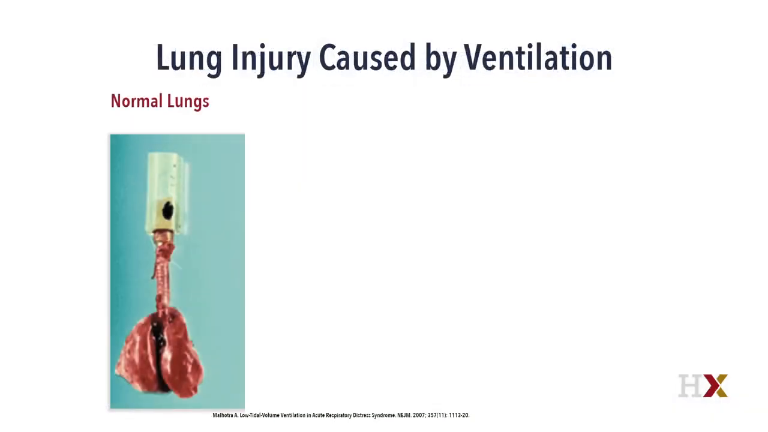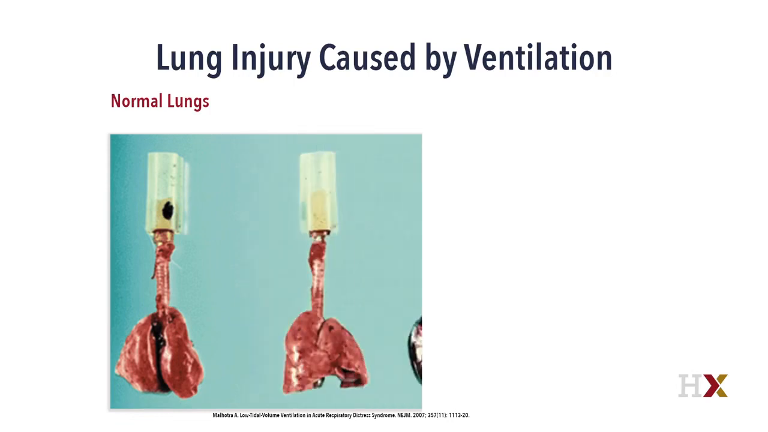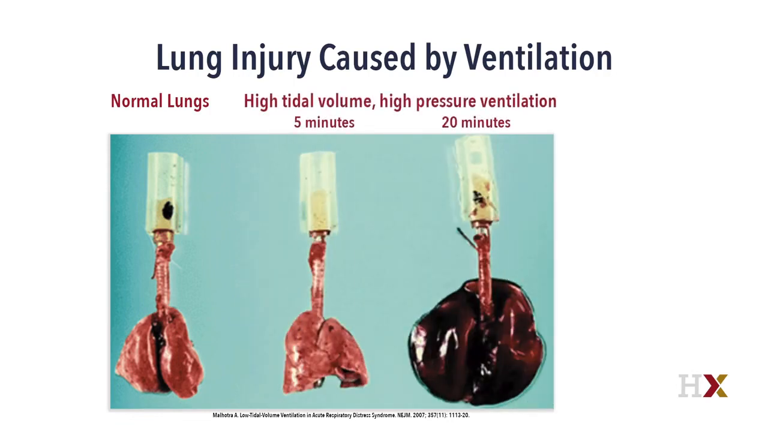This is a great example of why it's so important to keep the patient on lung protective ventilation and not do secondary harm. These are excellent images taken from Dr. Malhotra's publication in the New England Journal in 2007. Here we see some rat lungs that have been ventilated with 20 minutes of lung injurious ventilation, high tidal volume, high pressure ventilation.